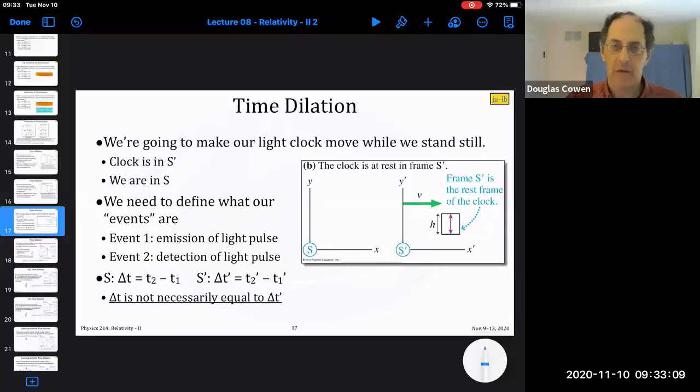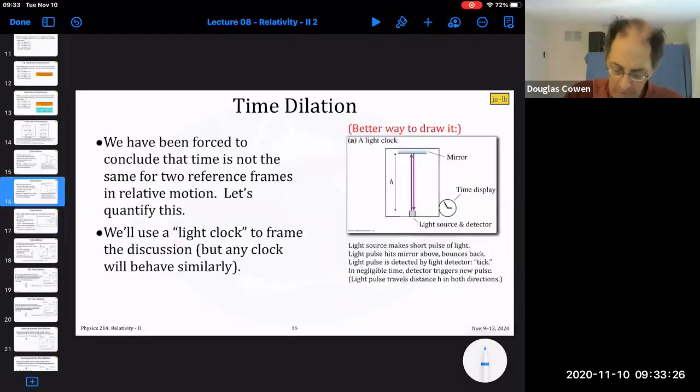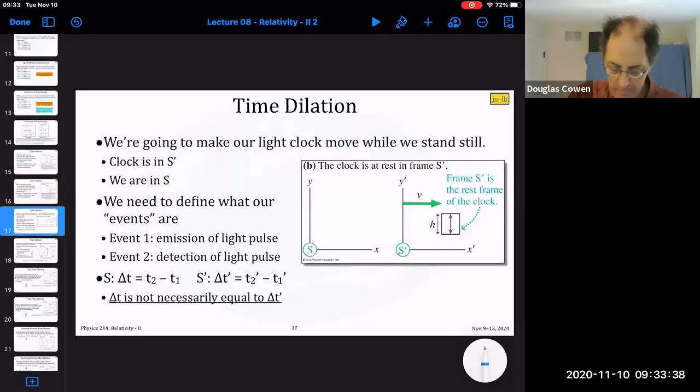And we need to define what our events are in order to keep things as clean as possible in the discussion. So event one is going to be the emission of the light pulse, and event two is going to be its detection. Event one is right here when the light is emitted, and event two is right here when it's detected. So the time between those two events is the length of the clock tick, or the time between ticks. And it's in the reference frame S.